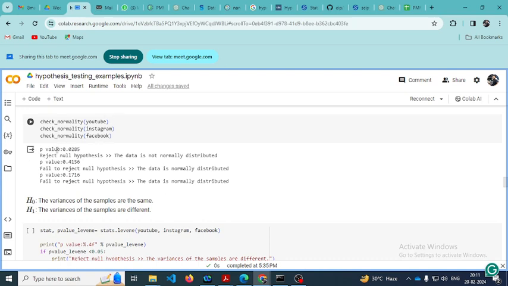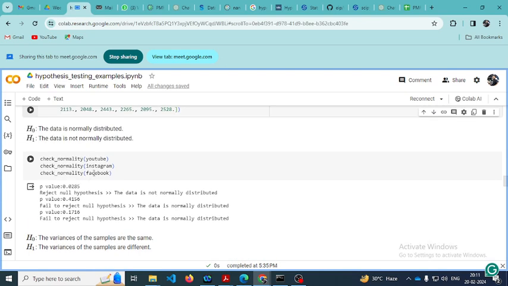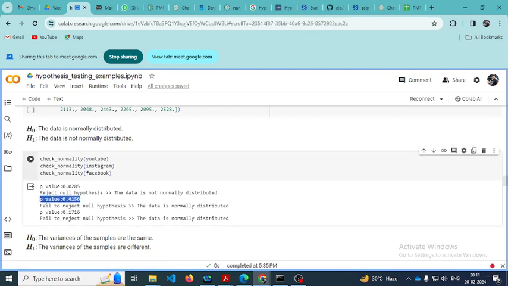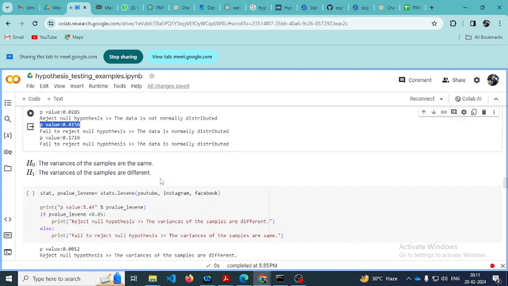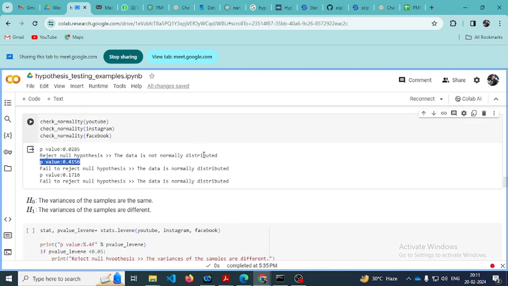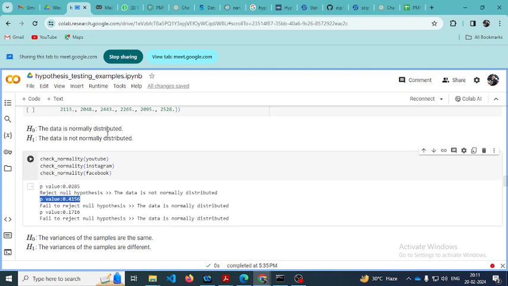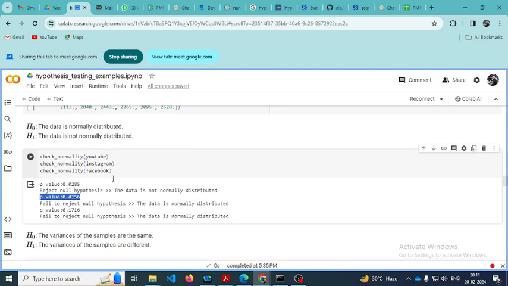Whenever you call it, you will get some p-value. It is not normally distributed, okay. Then you can check the next one also. Your p-value is 0.5415, so it is more than your level of significance, and you fail to reject your null hypothesis. This data is normally distributed. So the second and third, Instagram and Facebook data, are normally distributed. Only the first one is not normally distributed, okay.